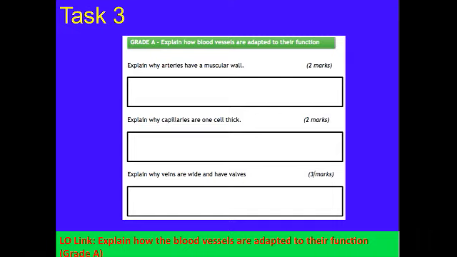Now remember, these are explain questions, so you're not just going to be stating some of the facts, and you're not going to be stating some of those key features saying that the arteries have a thick wall. You need to explain why the artery has a thick wall.